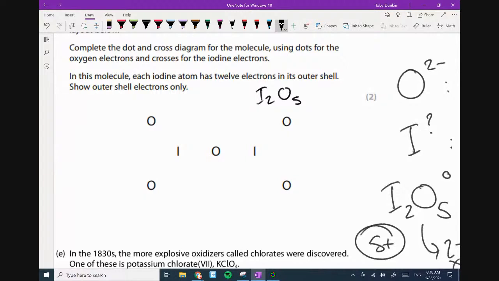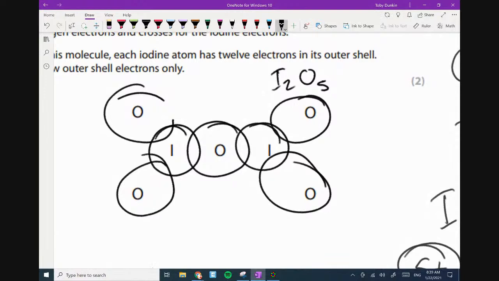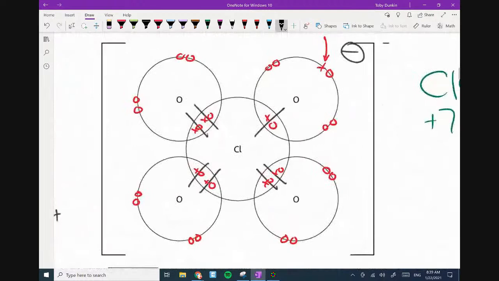Plus five. Each one of them is making... So now we draw the circles around all of them. Each iodine is making five bonds. How's that possible in this circle picture? Well, what's going to happen is each oxygen must make two bonds. We know that oxygen makes two bonds unless there's a charge. If you have a charge, then one of the oxygens won't have two bonds. It'll only have one. And by the way, this is the next exam question where they gave you that.